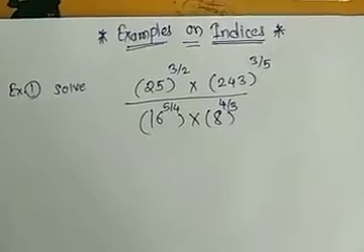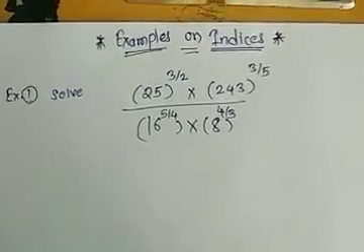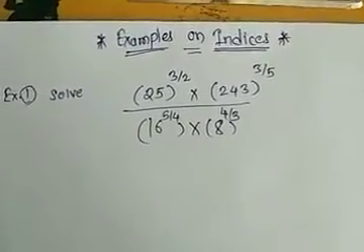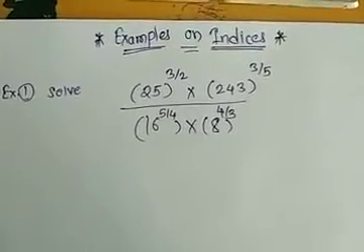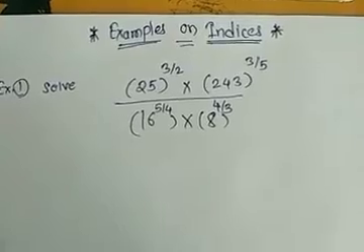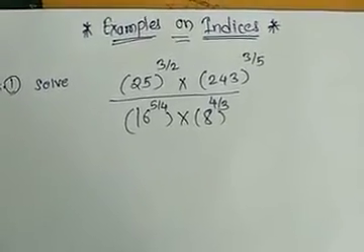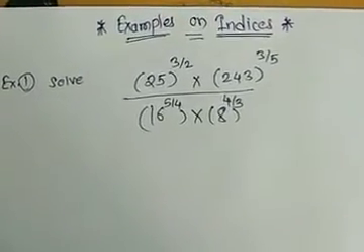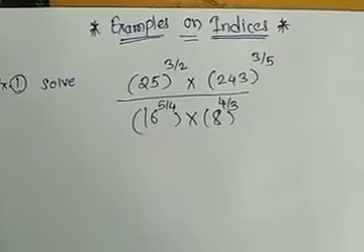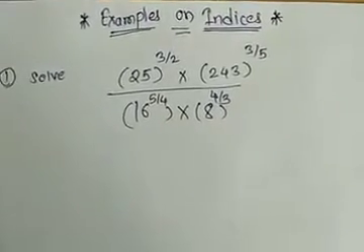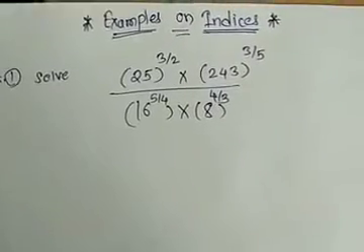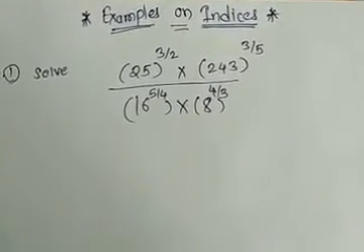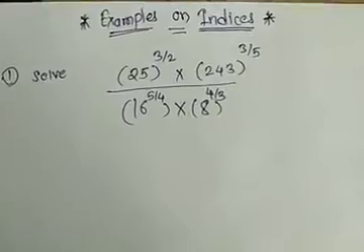Hi everybody, today we are going to solve the examples on indices. In last lectures we have solved basic types of examples on indices. Now first example is solve 25 raised to 3 by 2 into 243 raised to 3 by 5 divided by 16 upon 5 by 4 into 8 raised to 4 by 3.